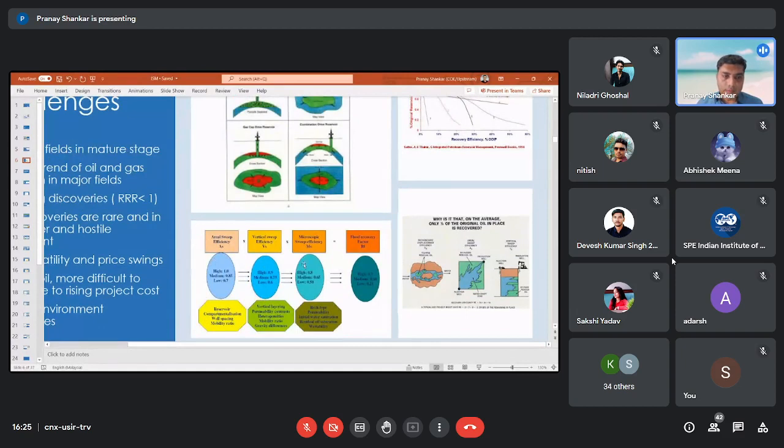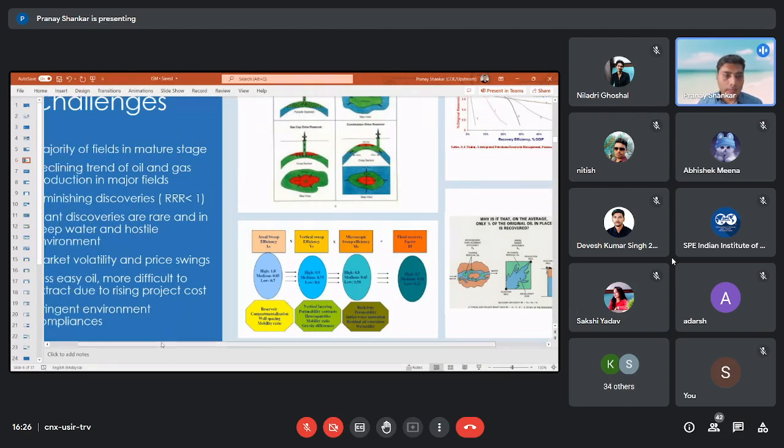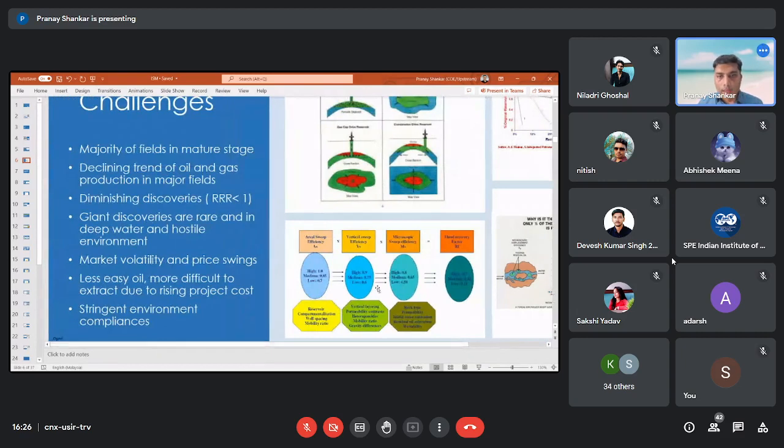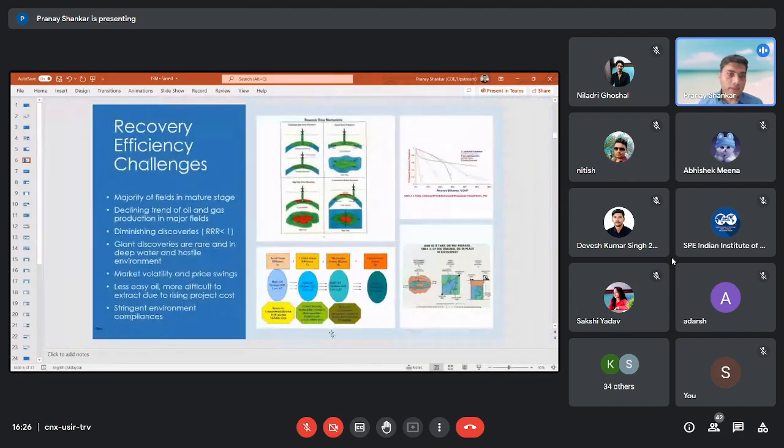And these three factors are basically dependent on various factors like reservoir heterogeneity, reservoir compartmentalization, how your vertical heterogeneity is, how your areal heterogeneity is, mobility ratio, residual saturation, initial water saturation, etc. So with the limited time we have, we cannot get into too much detail, but I'm sure during your BTEC you will go through in detail about these various sweep efficiencies and the factors affecting them.